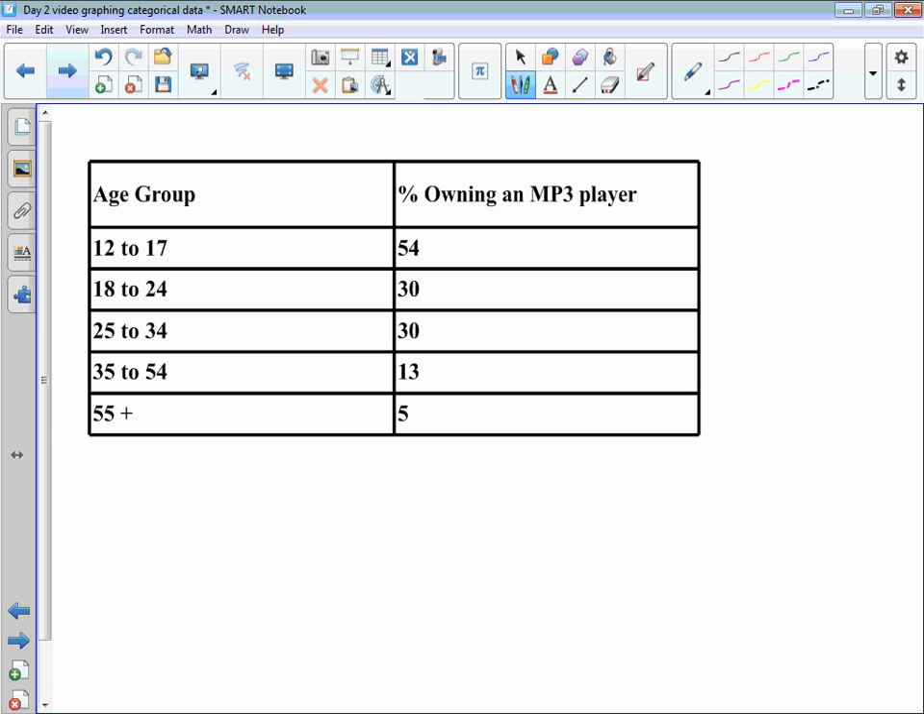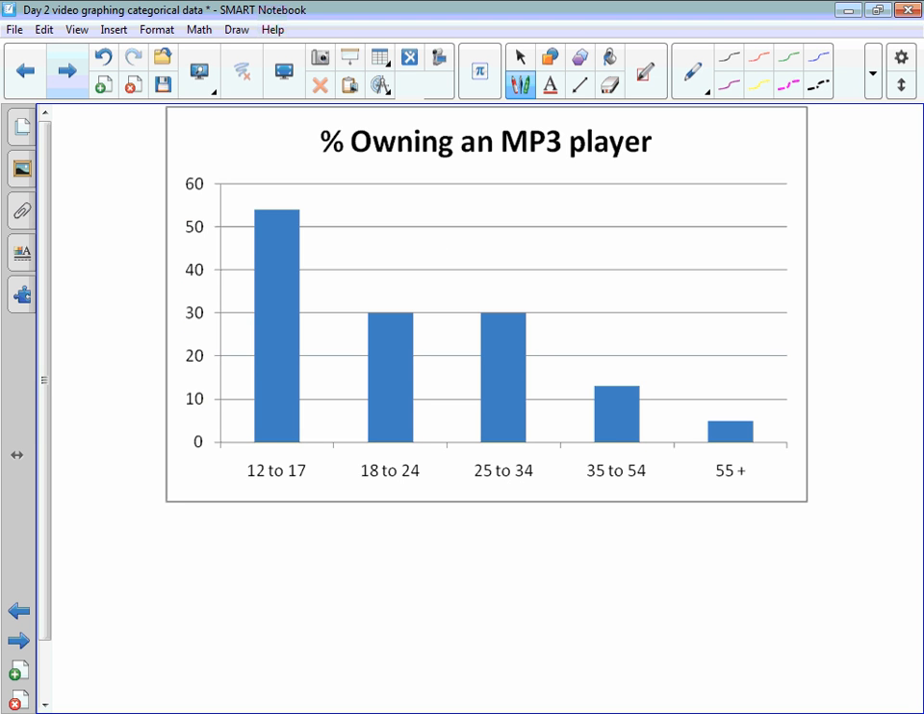So here is simple categorical data. What percentage in the age group 12 to 17, what percentage of people own an MP3 player? And this is older data because, you know, no one owns an MP3 player anymore because it's smartphones. But here you have that data broken down in the percentages. And so we can turn that into a bar chart. And you can see the bars do not touch.